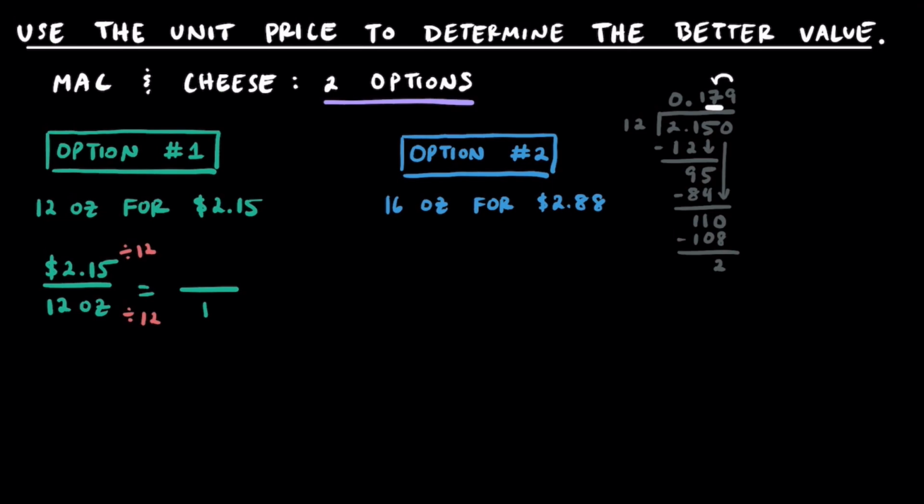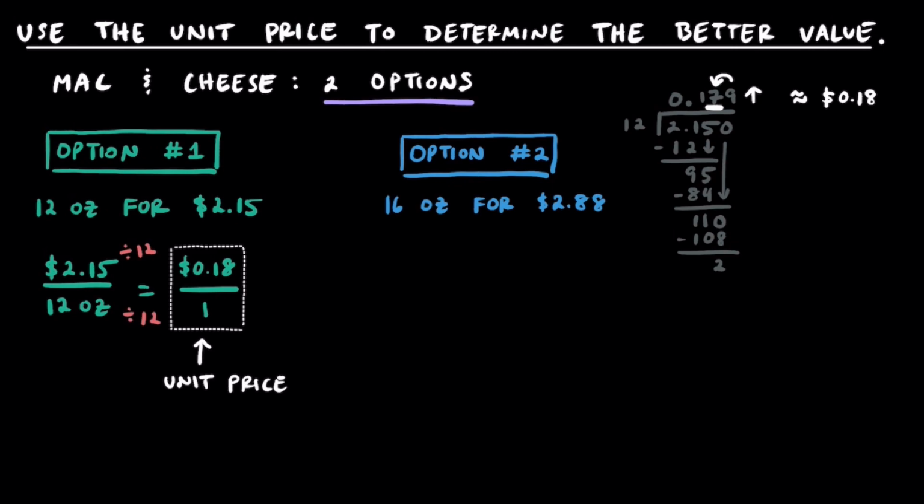And when you're completing long division, make sure you go to the thousands place because that'll help you decide how many pennies we have. Because the thousands place is a 9, that's going to bump the 7 of the pennies up to 8. This is about 18 cents. So for option 1, we had slightly under 18 cents per 1 ounce, or rounded, it is about 18 cents per 1 ounce. This is a unit price for option 1.